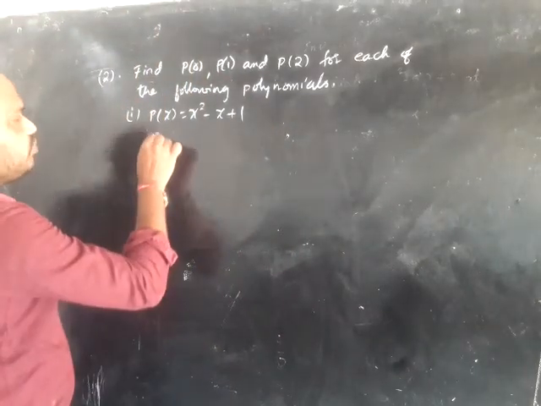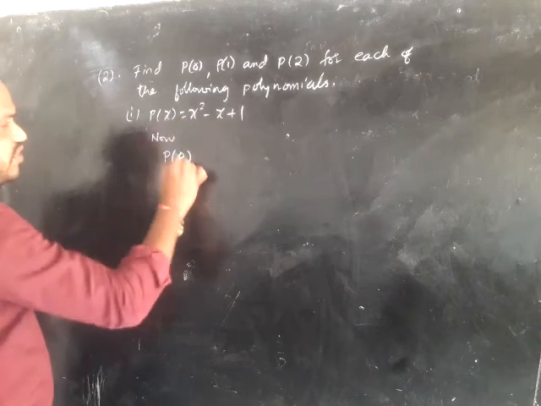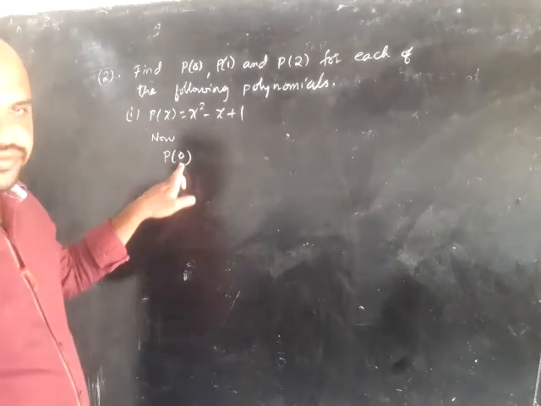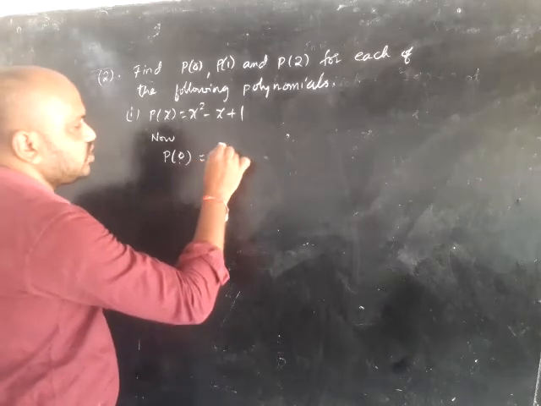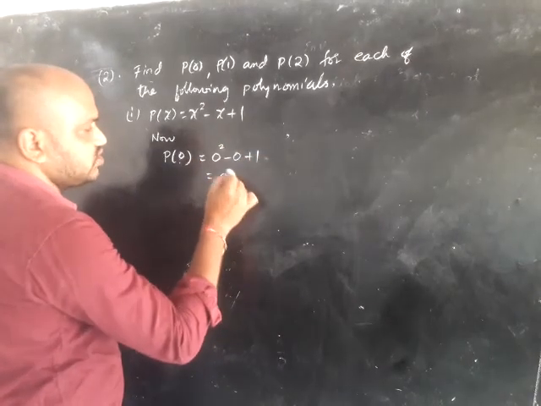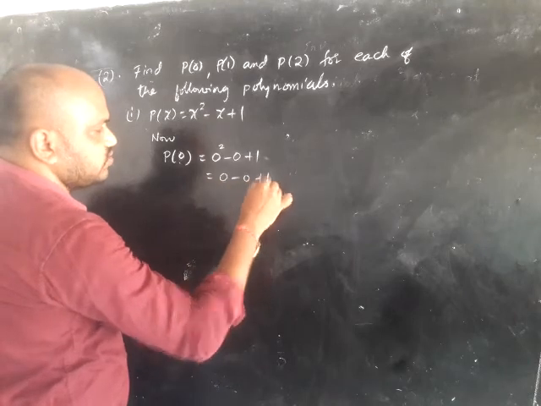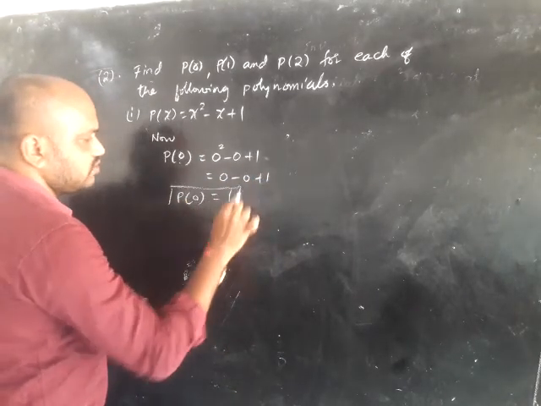See here, now p(0). Now what is in place of x? It is 0, actually. In place of x substitute 0. 0² − 0 + 1. 0² is 0, minus 0 plus 1. So we get the answer p(0) as 1.